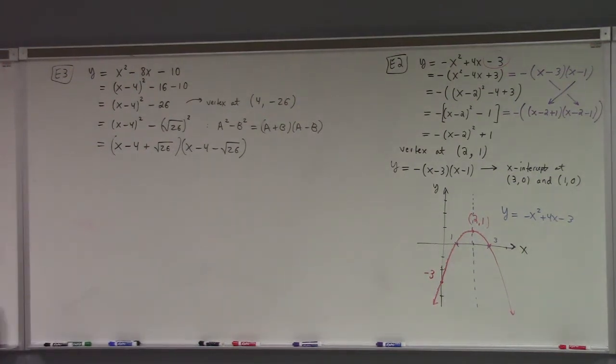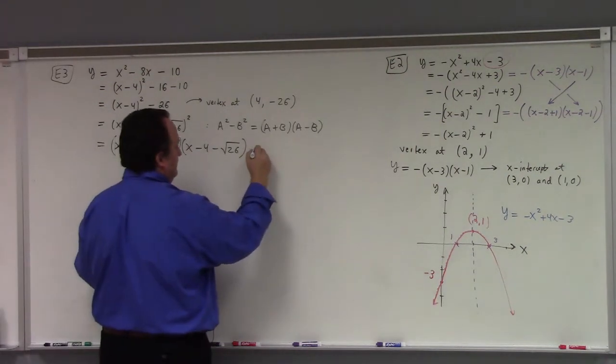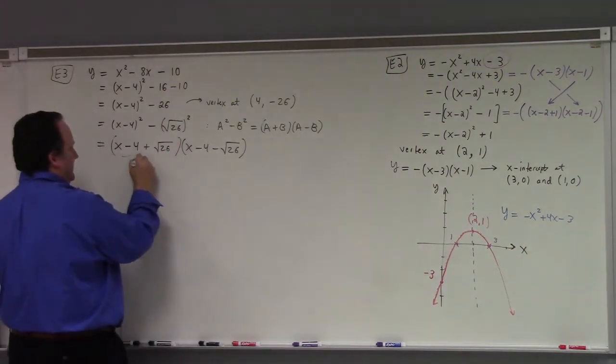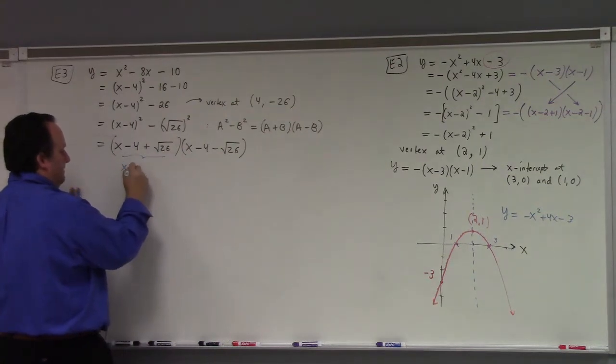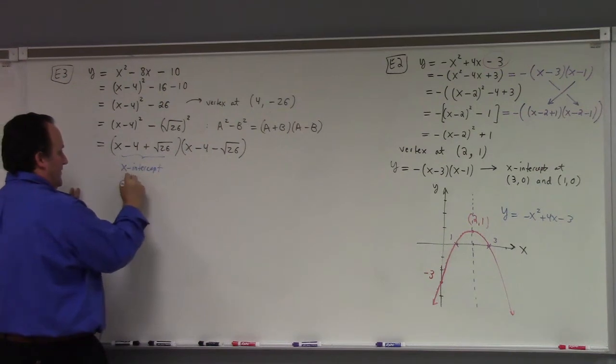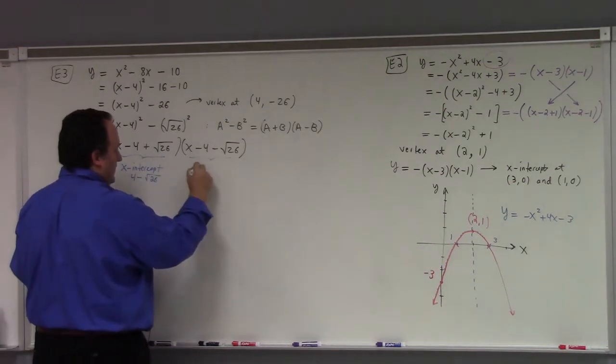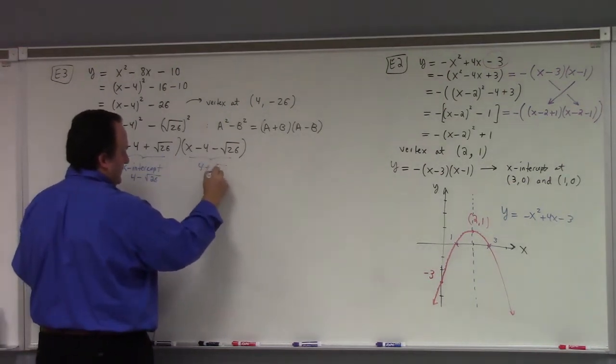What is the point in that? Well, from this I can read the x-intercepts. What are the x-intercepts? This one gives me 4 minus the square root of 26, and this one gives me 4 plus the square root of 26.